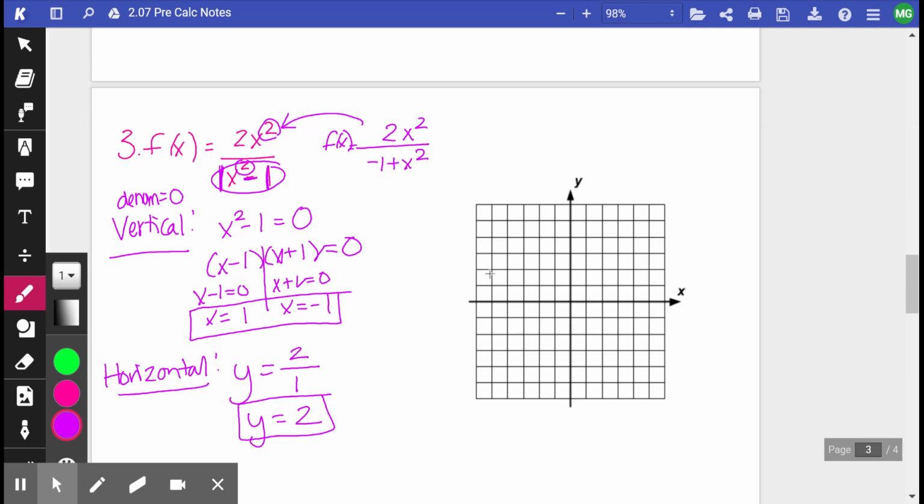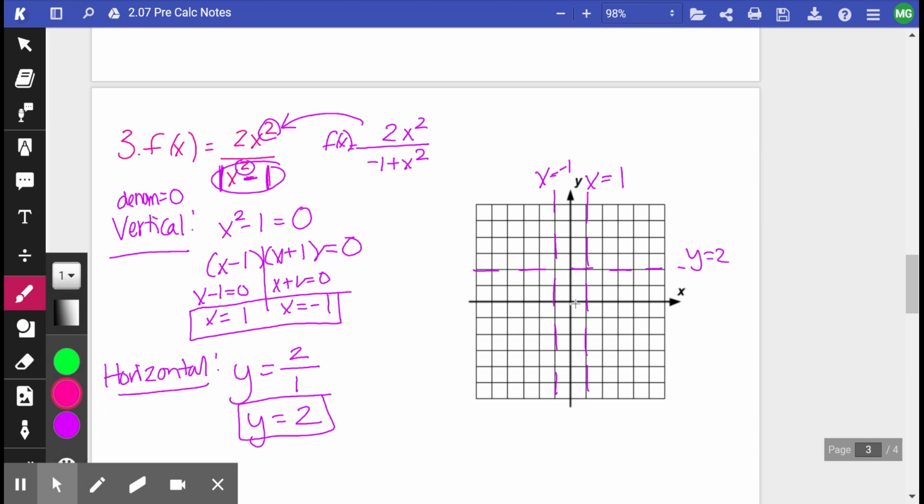We've got y equals 2. I'm going to count by ones. And then I have one at x equals 1. So that's y equals 2, x equals positive 1, and x equals negative 1. Again, use your calculator to help you graph this at this point.